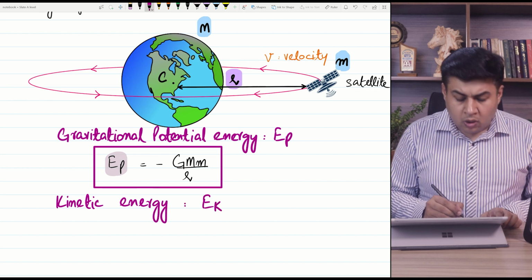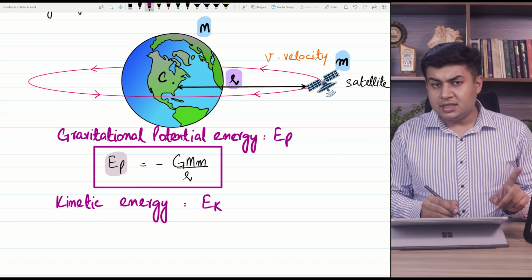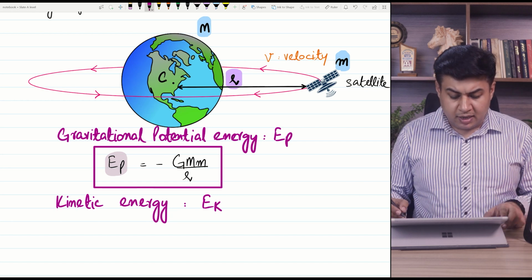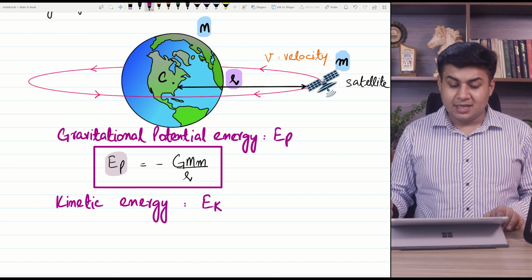Right? Okay, already you have the expression of gravitational potential energy. Now we are finding out the kinetic energy expression because we do not have it already.